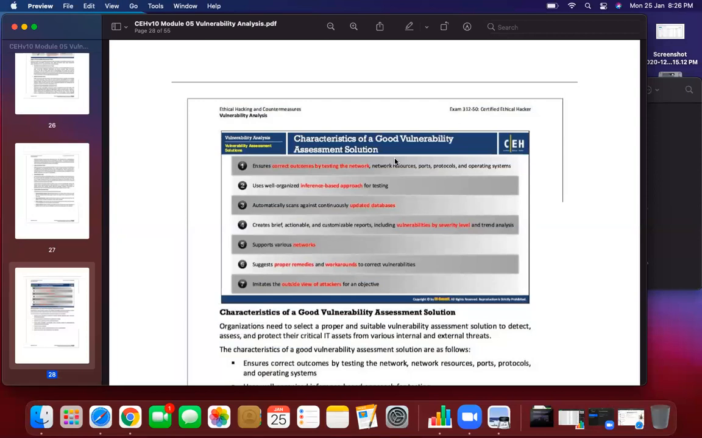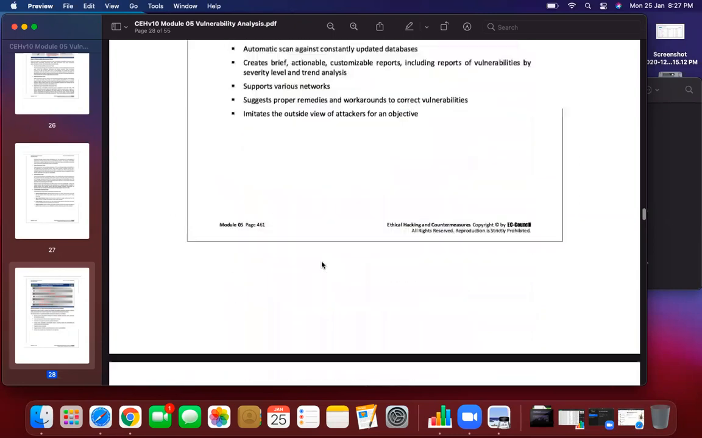Okay, a lot of points are there. A few things you need to remember: it must give the correct outcome, and it must support various networks. Suppose you are selecting a vulnerability solution for the current usage, and you neglect that in the future you may need to implement this solution in a different environment. So the solution must be familiar with different networks. The solution must suggest proper remedies or workarounds to correct the vulnerabilities. And it must let us know about the outside view of the attacker, what the attacker was trying to do, and what the objective of the attacker was. So these are a few points using which you can find out a good vulnerability assessment solution.